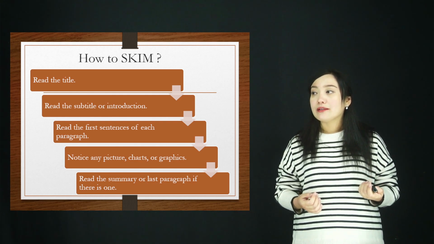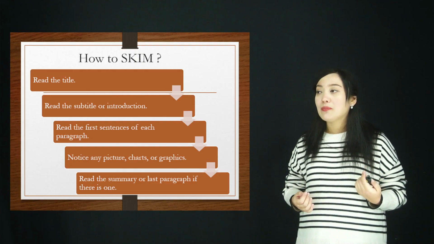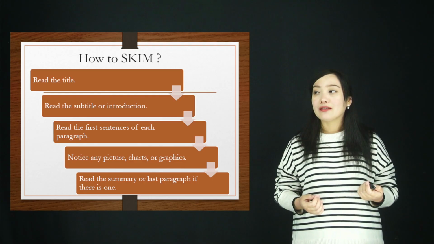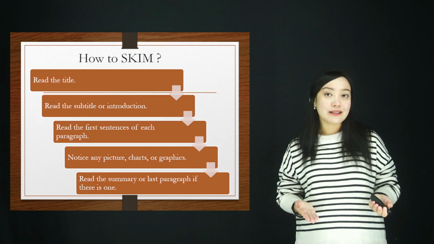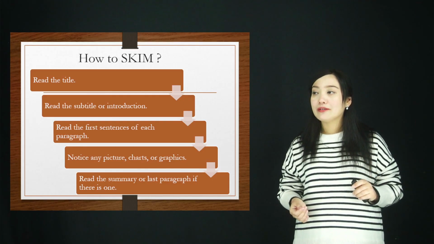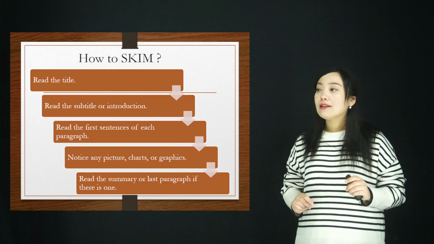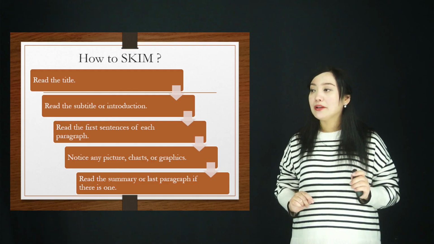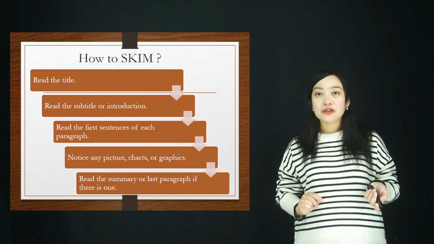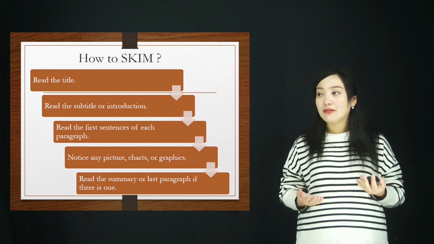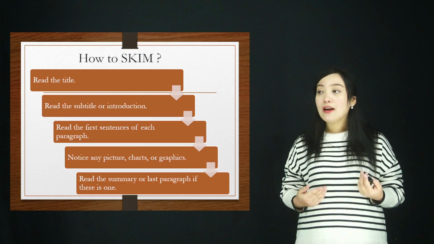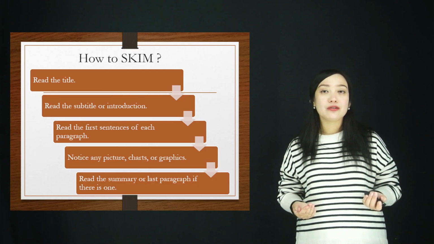So next one is read the first sentence of each paragraph. You know that first sentence can be the main topic sentence in all paragraphs, so you should read the first sentence of each paragraph. So the next one, notice any pictures, charts or graphics. You should pay attention to pictures if there are, or that can be charts or graphics, yes, but you should pay attention to them.